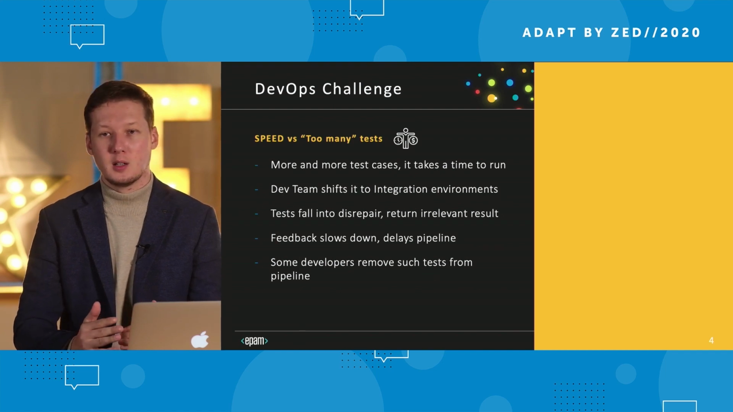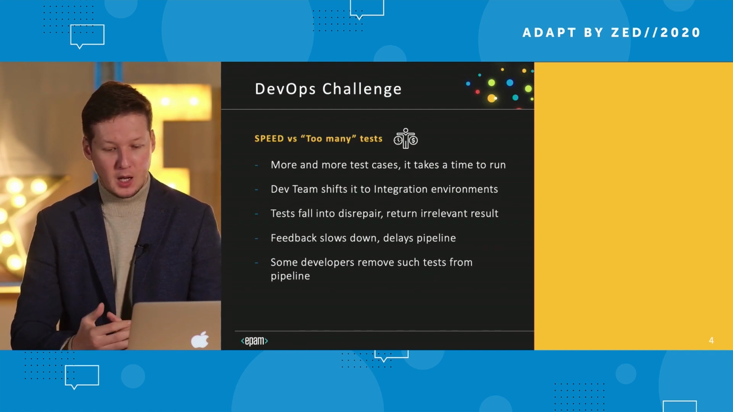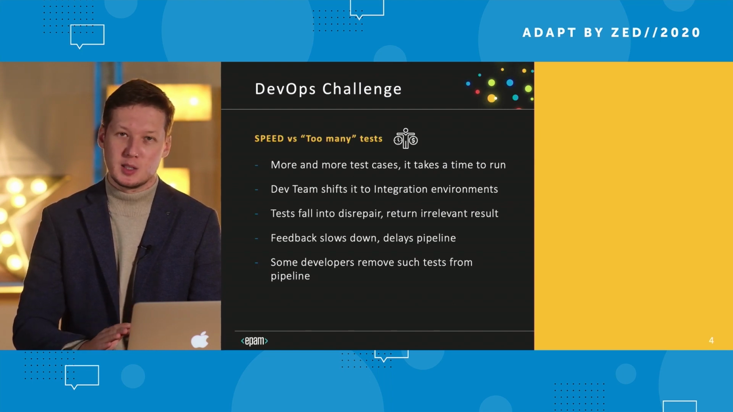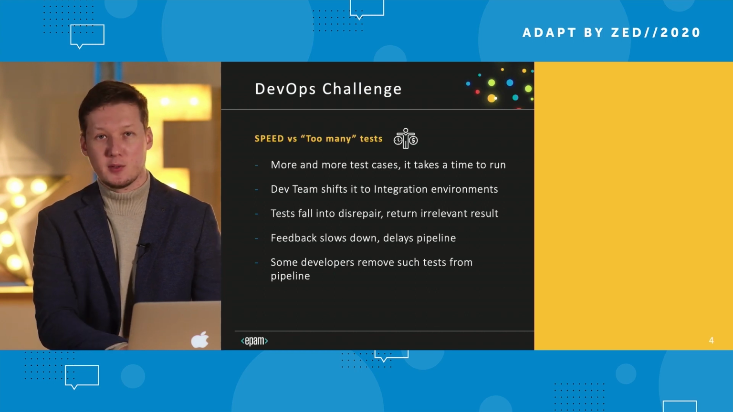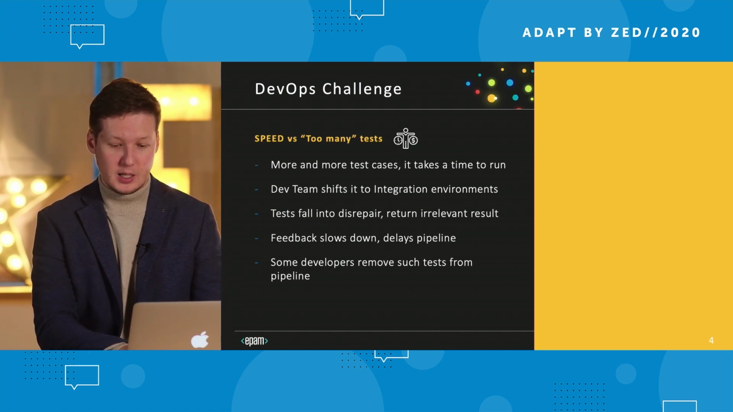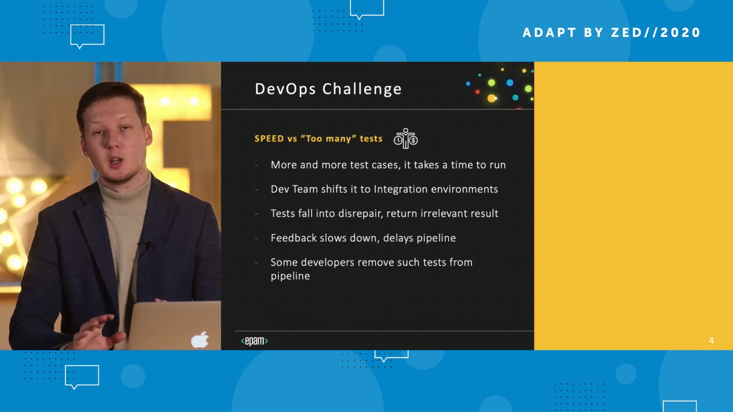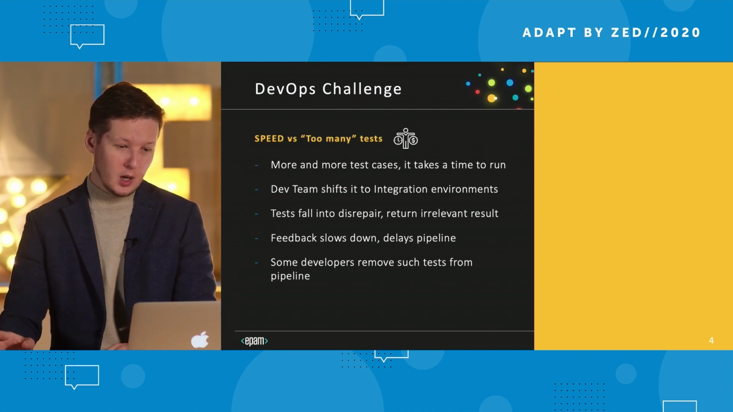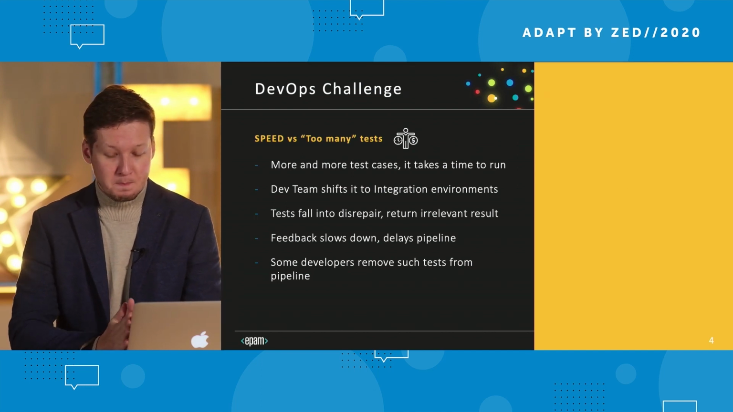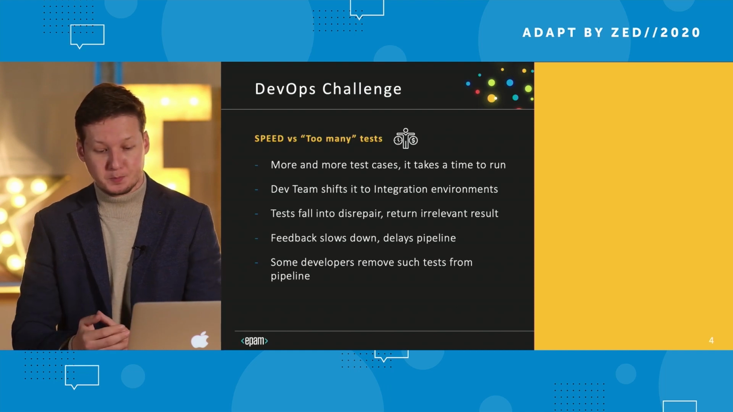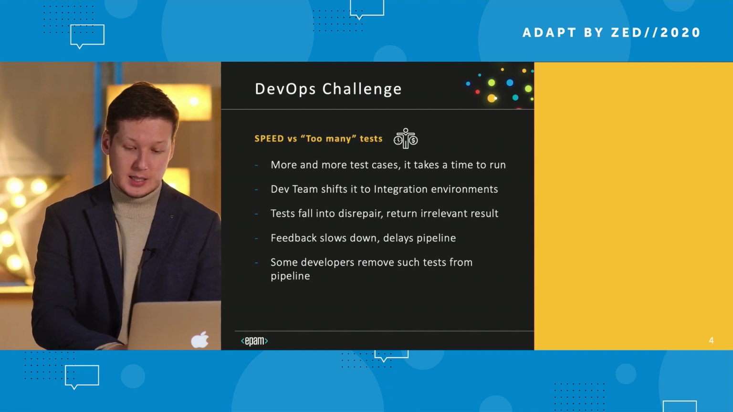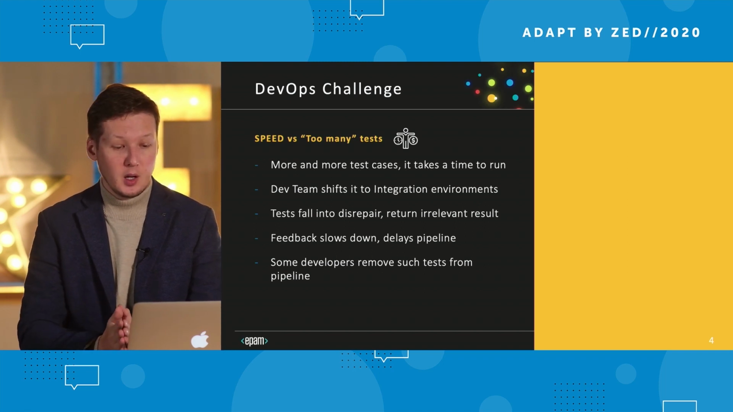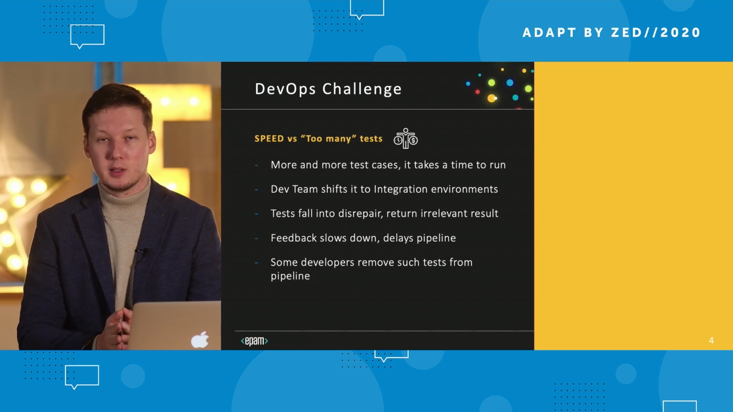In this situation, they start to follow a pretty costly coping strategy: not to execute all the test cases on the infrastructure or on the local machine right after the commit, but to shift it to the integration environment and rely on the results from the integration environments. And usually it comes to the situation that some of these test cases often start to fail, fall into despair and return irrelevant results.